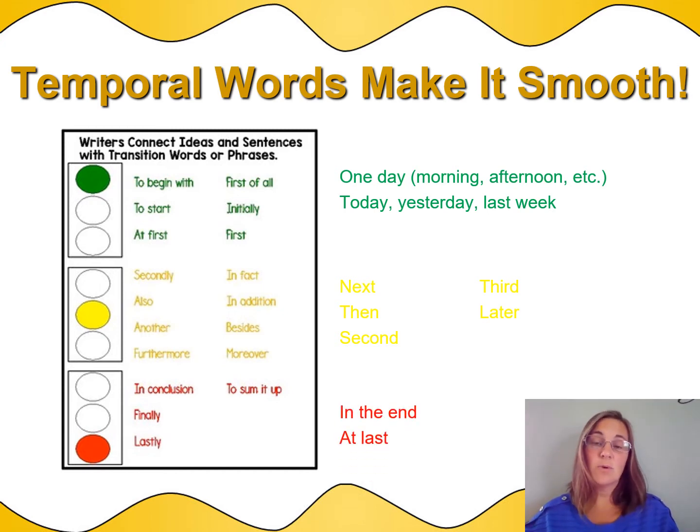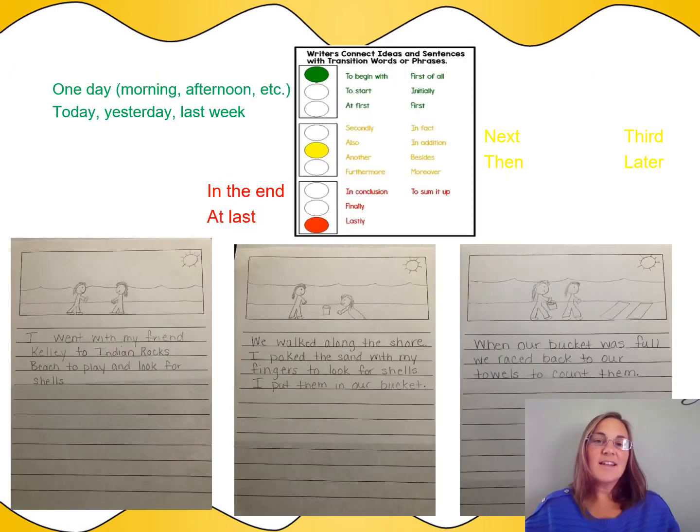And then we use temporal words to wrap up our story, to give our readers a clue that the story is about to end. We use words like in the end, or at last, or finally. Those words give our reader a clue that the story is about to end. Let me try adding some temporal words to my story. Remember, we had talked about how my story is kind of choppy. It doesn't flow smoothly. We're going to see if some temporal words are going to help make that better.